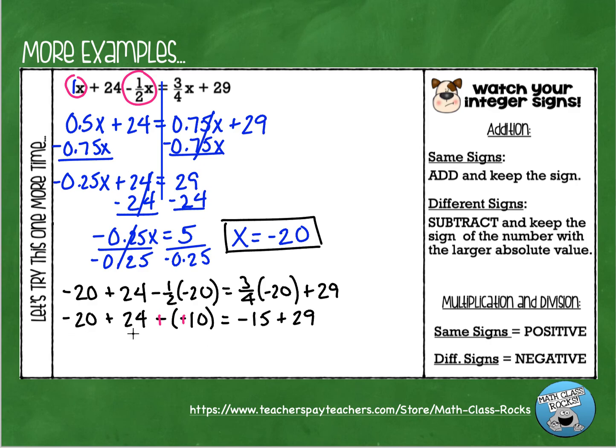All right, so negative 20 plus 24 is going to give me a 4 right now. We already said that this minus negative turns into a plus, so that's plus 10. And then negative 15 plus 29 equals 14. When I add 4 plus 10, I get 14. So we ended up with 14 on both sides of our equal sign. So even though we did a big scary equation that had fractions in it, we did a great job. We got them right. Okay, hopefully this is helpful and you understand how to solve multi-step equations.